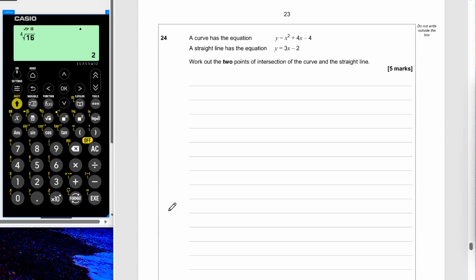Right, question 24. A curve has the equation y is equal to x squared plus 4x minus 4. The straight line has the equation y is equal to 3x minus 2. Work out the 2 points of intersection of the curve and the straight line.